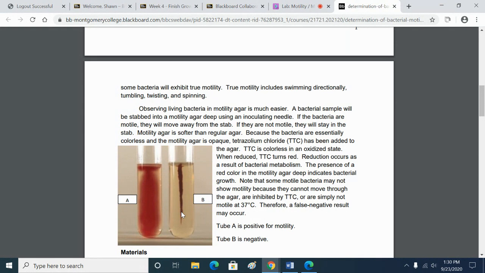So the motility agar does not work for everything. And after you inoculate, you do have to incubate 24 hours to get the results. Any questions on motility agar?